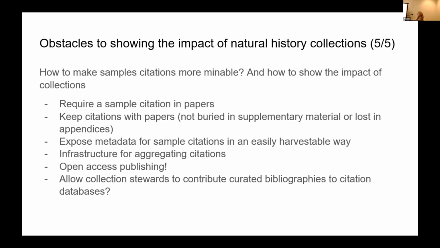whether in metadata or as part of like the references section. All of that metadata for sample citations needs to be exposed by the publishers and in a harvestable way. And on top of that, we need infrastructure for aggregating citations, moving towards open access publishing, as we've all been talking about here for decades. And I'm going to talk about this at the end. I think we need to allow collection stewards to contribute curated bibliographies to help build the critical mass of knowing what papers are connected to specimens. And I can talk about that later if anybody's interested.